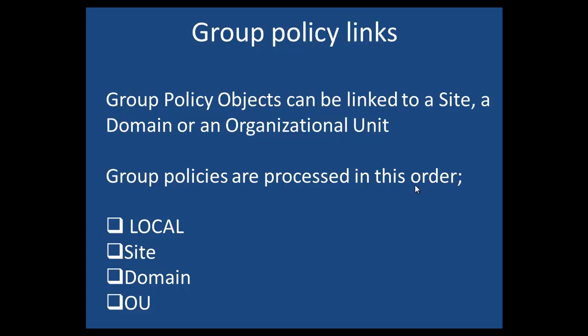In this session, we want to talk about group policy links. Group policy objects can be linked either to a site, a domain, or an organizational unit. Group policies are processed in this order. You have local policies, policies linked to the site, policies linked to the domain, and policies linked to the OU.